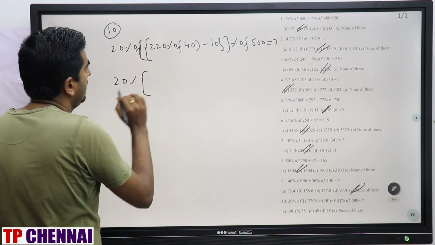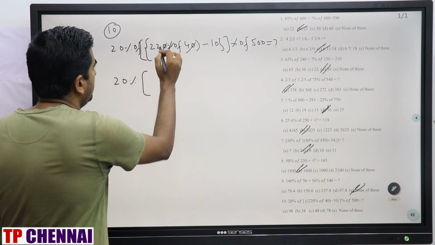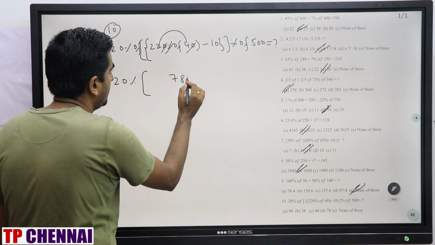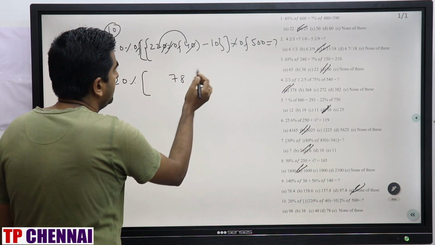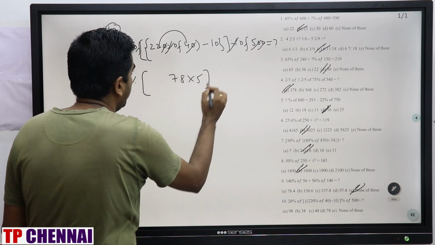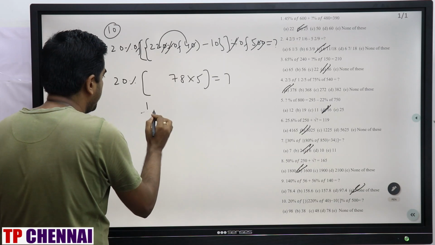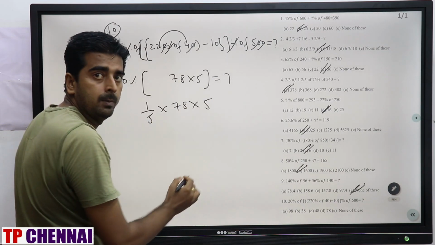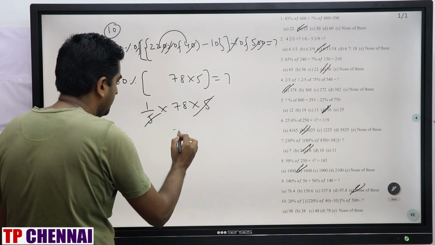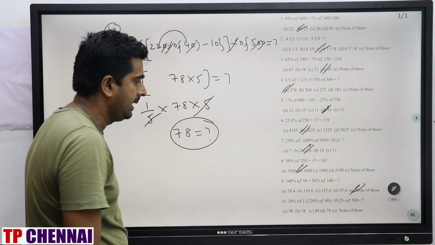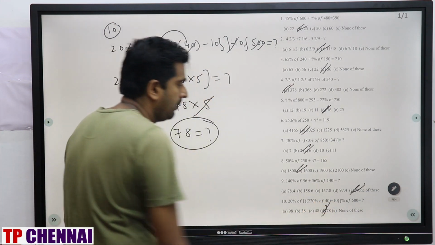First solve here. Percentage and double zero will go. What is 22 into 4? 88. 88 minus 10? 78. Right? 78% will go out into 5 is equal to question mark. 20% fraction value is 1 by 5. This is 78 into 5. 5 and 5 will cancel. So 78 is equal to question mark. So my answer is nothing but 78, which is nothing but fourth option.